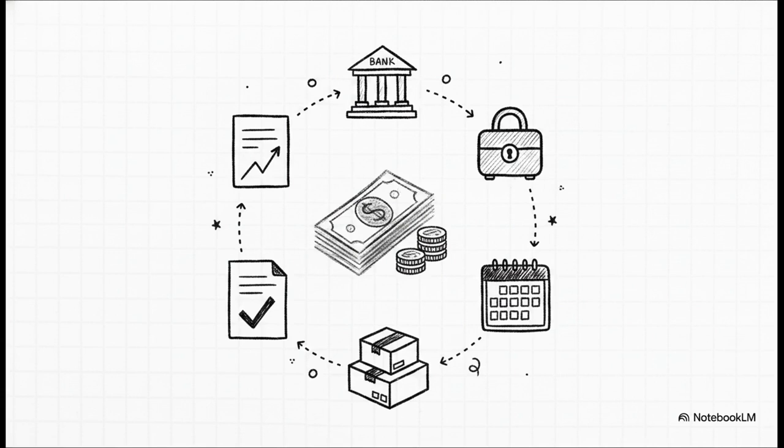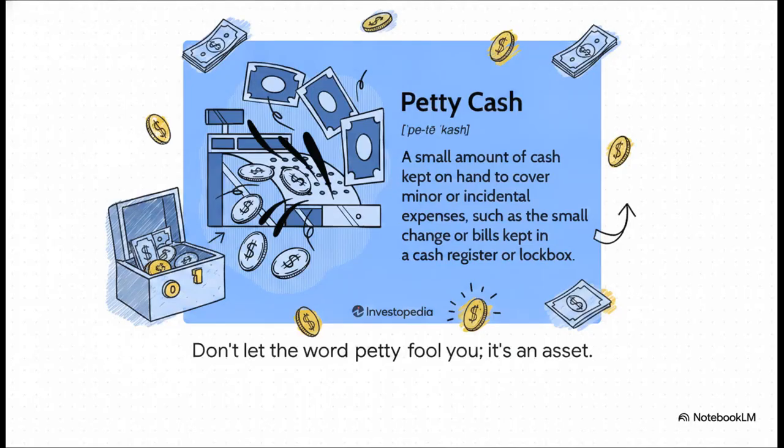Recognizing these titles instantly is going to save you precious time on the test. Actually, let's briefly highlight one specific current asset that sometimes trips students up. Petty cash. Now, don't let the word petty fool you. It's still a super valuable asset. It's simply a small amount of cash kept physically on hand to cover minor incidental expenses, like the spare change or small bills kept in a lockbox for a quick office supply run. Because it's highly liquid, it sits firmly in that current asset category.